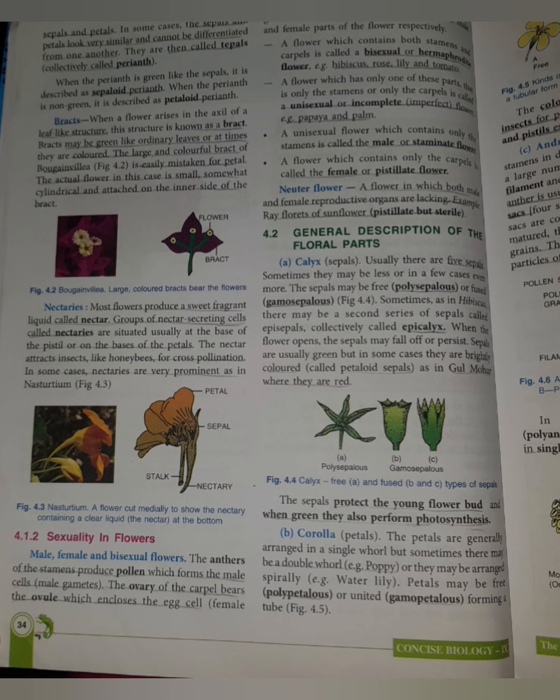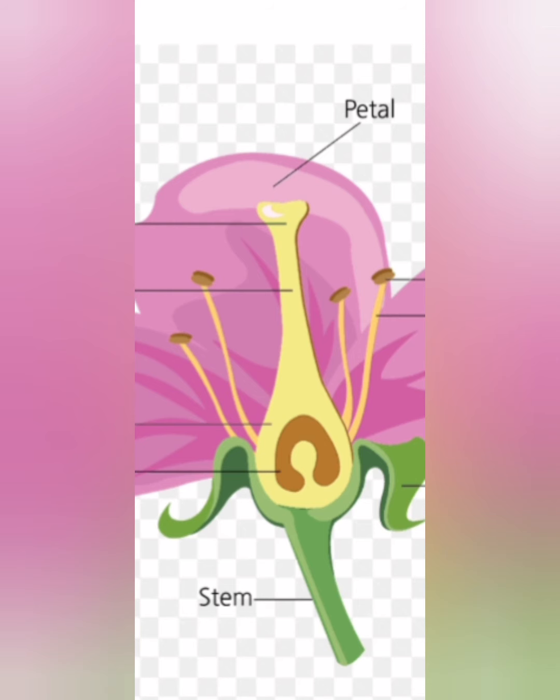Corolla is the second whorl, which is the petals. They are usually arranged in a single whorl, but they are sometimes arranged in a double whorl, for example poppy, or they may be arranged spirally. They are polypetalous when they are free, and gamopetalous when they are forming a tube. You can see in the picture, they are colorful and fragrant petals which attract insects for pollination, and they also protect the stamens and pistil, especially when the petals form a tube. So you can see in this picture, they are very brightly colored, of different colors, and they attract insects for pollination.